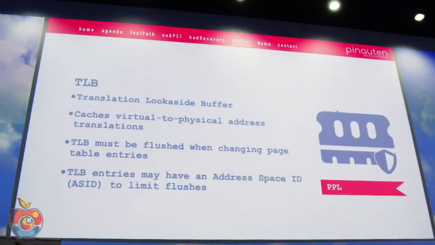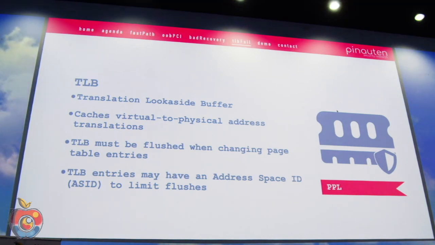But if you are doing something with page tables, there's also a so-called translation look-aside buffer. A translation look-aside buffer is essentially just a cache for virtual to physical address translation. So if you access an address, the CPU will have to find the corresponding physical address, and it will cache this translation. Whenever you change something in the page tables, you have to do a TLB flush, simply to make sure that the CPU does not use the cached entries anymore.